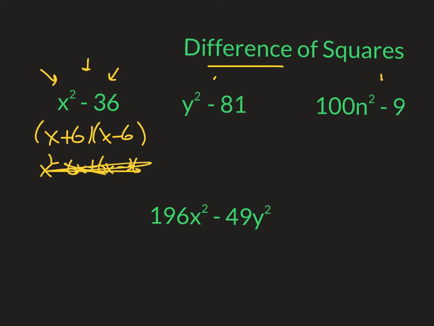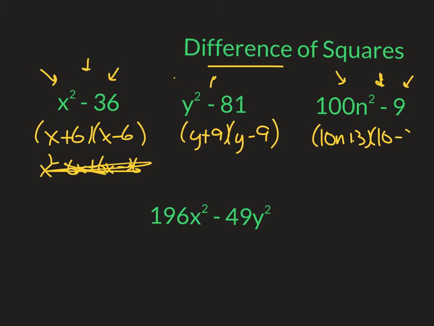Okay, let's look at the second one. Again, there's a minus sign. They both have square roots. You just say y plus 9, y minus 9. If you write y minus 9, y plus 9, that's good too. The third one, there's a minus sign. That's a perfect square. That's a perfect square. The square root of 10n squared is 10n. The square root of 9 is 3. So I'm saying 10n plus 3, 10n minus 3. All there is to these.